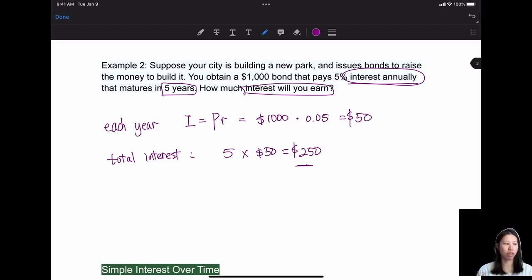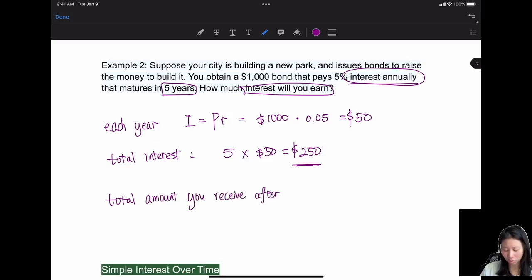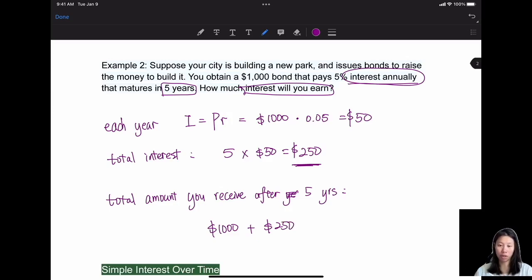But now let me ask you a question. How much would you receive after 5 years? Well, since you receive the interest, of course, you will also get your principal back. So the total amount that you will receive after 5 years should be your principal plus the interest that you earned over the 5 years. So totally it should be $1,250.